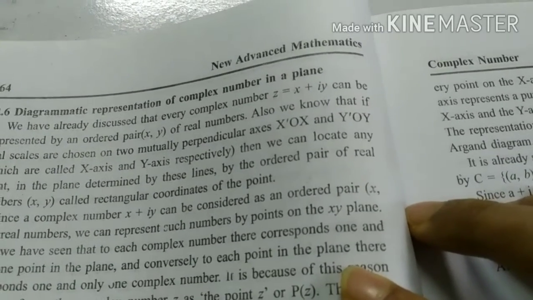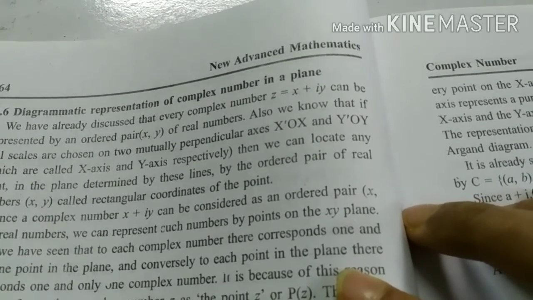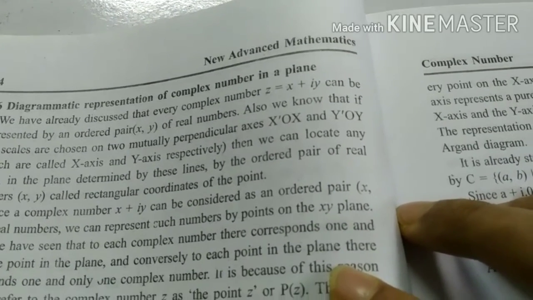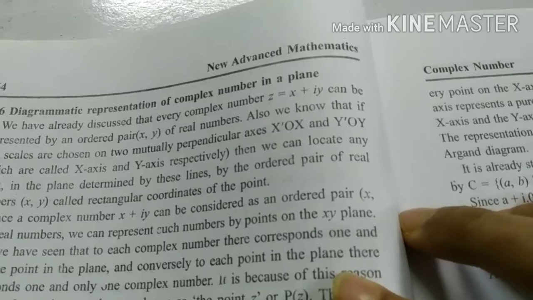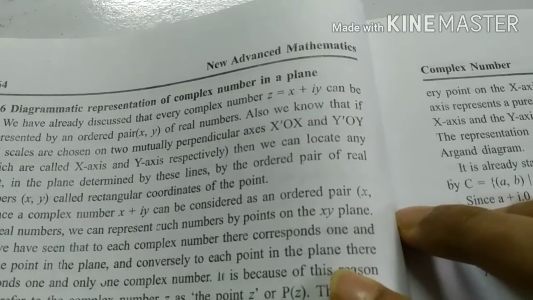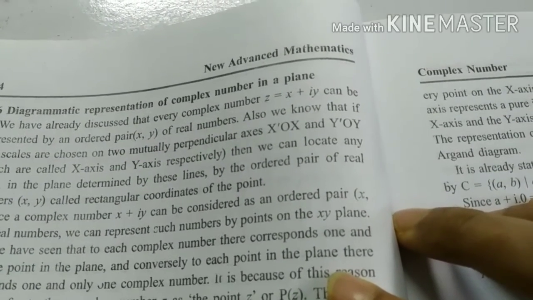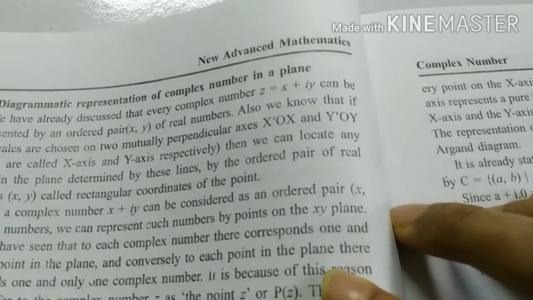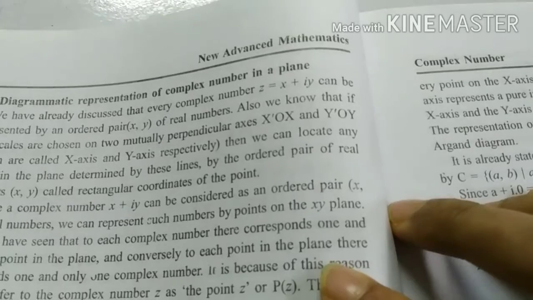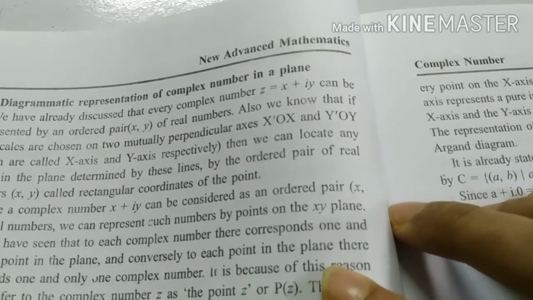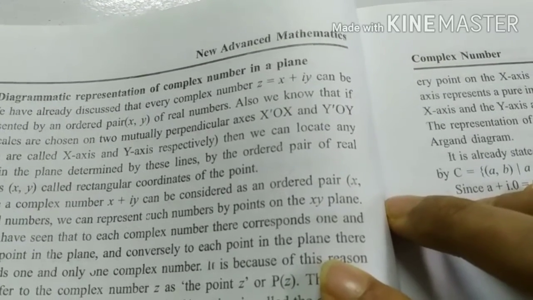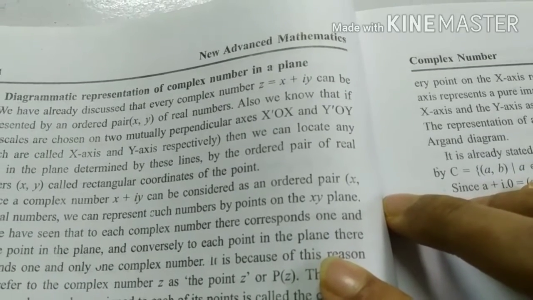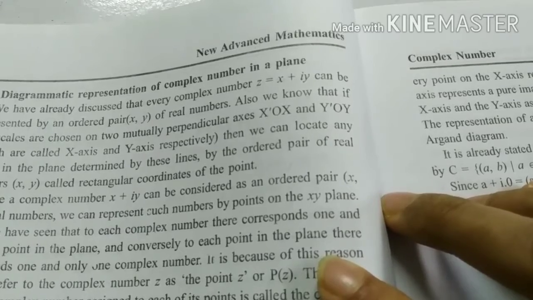We have already discussed that every complex number z equals x plus iy can be represented by an ordered pair (x, y) of real numbers. Also, we know that if the real scales are chosen on two mutually perpendicular axes, that is the x-axis and the y-axis respectively, then we can locate any point in the plane determined by these lines by the ordered pair of real numbers (x, y) called rectangular coordinates of the point.